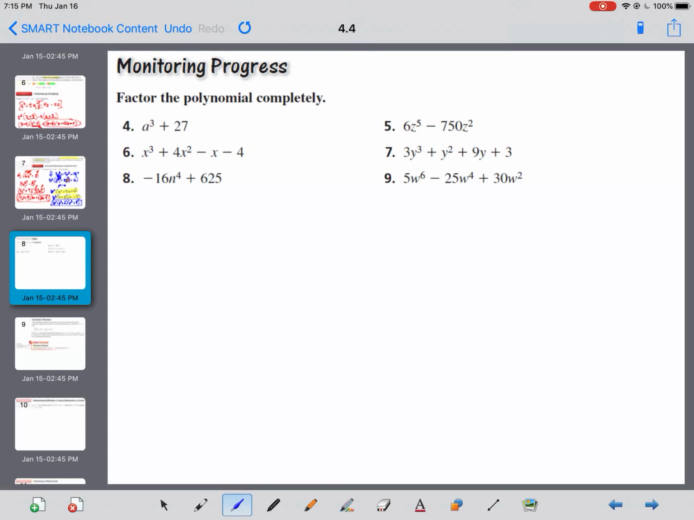Here's some. Factor them all the way down. There's a mix of them in there. They may or may not be in the order we just talked about them. So start at the 4, go to the 9. Pause it, try it, come back.